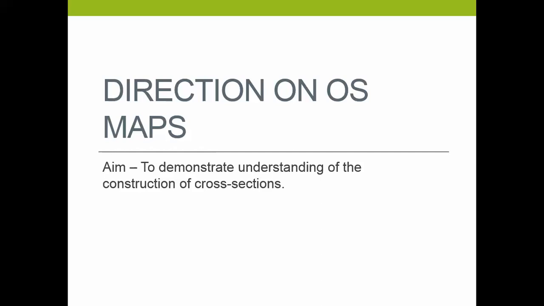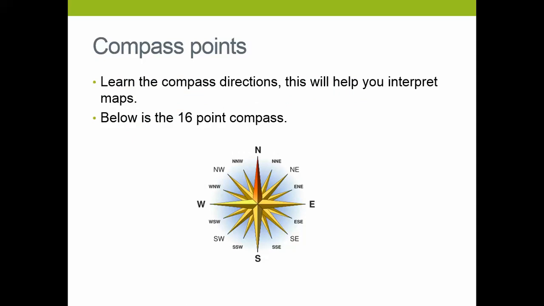Right, this session is going to be looking at how we use direction on OS Map to find different features. This shouldn't take too long because this is a fairly straightforward strategy, but we've got some questions on here as well. So first up, we've got the compass points.